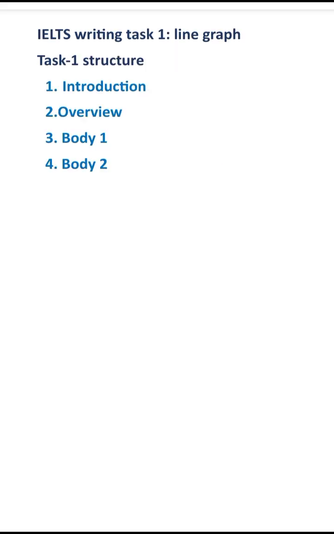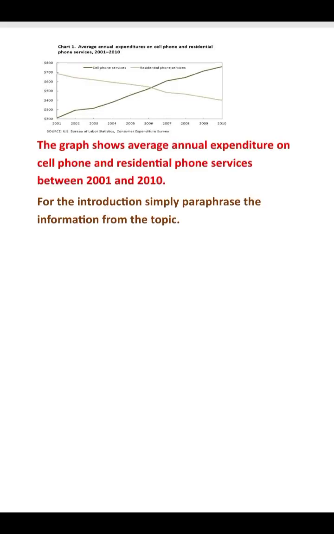Line graph structure: introduction, overview, body 1 and body 2. Let's begin the introduction part. For writing the introduction, let's read the question carefully. The graph shows average annual expenditure on cell phone and residential phone services between 2001 and 2010. For the introduction, simply paraphrase the information from the topic.